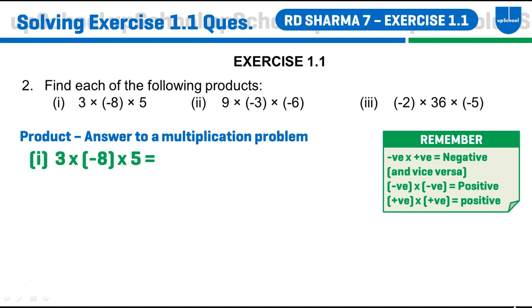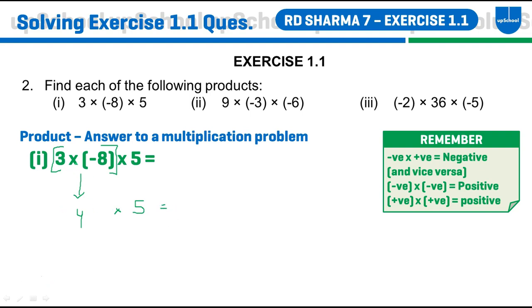Let's do the first sub-question. 3 times negative 8 times 5. Alright? So, let's move on. One way you can easily solve this sub-question is we can divide it into chunks. First let's just do 3 times negative 8, and we'll multiply the answer to this, whatever it is, let's just say y, times 5. So that's how we're going to solve it to just make it easier.